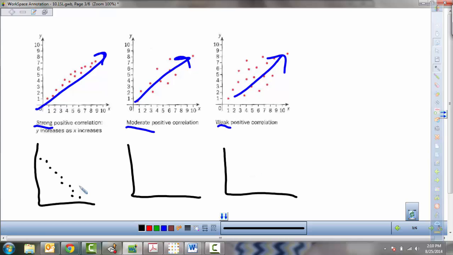So here is strong negative correlation. That would be an example of moderate negative correlation. And something like that might be weak negative correlation. There's no one right answer for these. The big thing is that as you look left to right, these are going down and to the right.